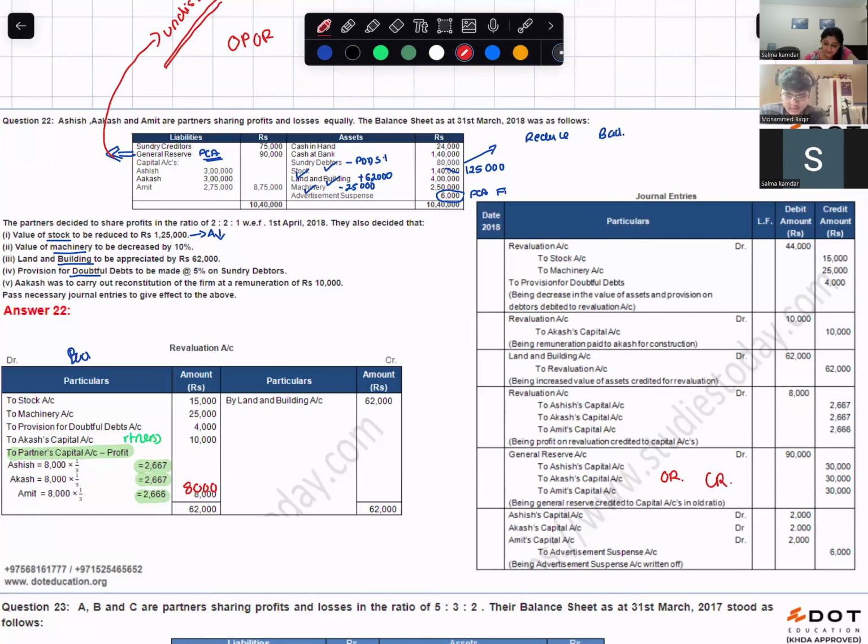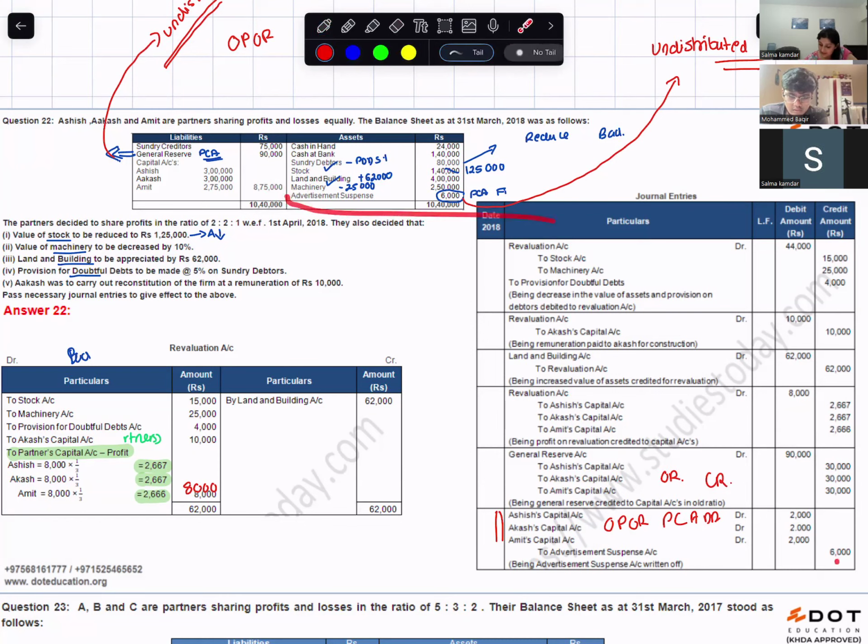Something over here is called the undistributed loss. So losses the partners have to bear. Since the partners have to bear these losses, we will do partners' capital account debit, all partners, in old ratio, and the advertisement suspense will be credited, full 6,000.